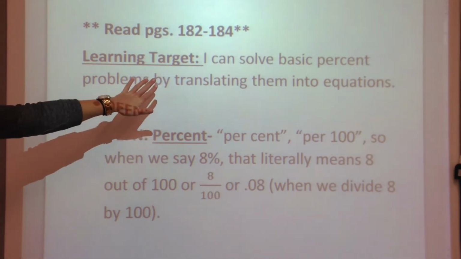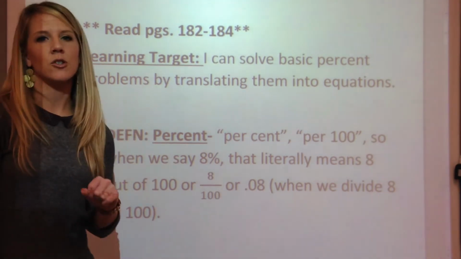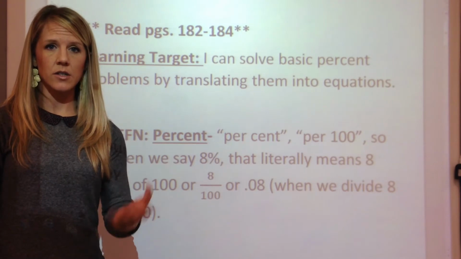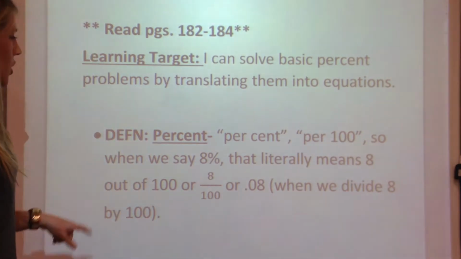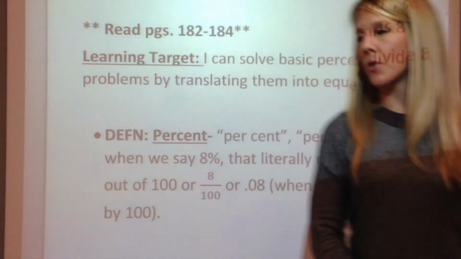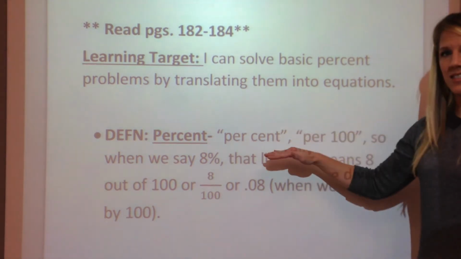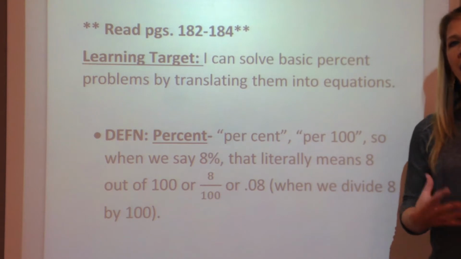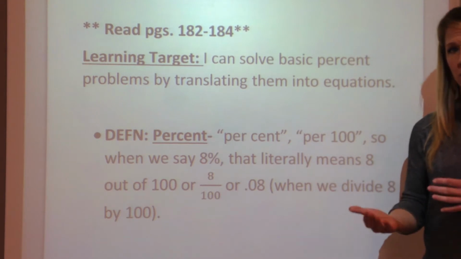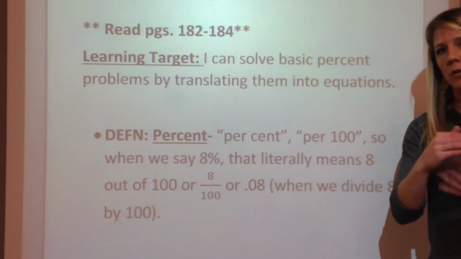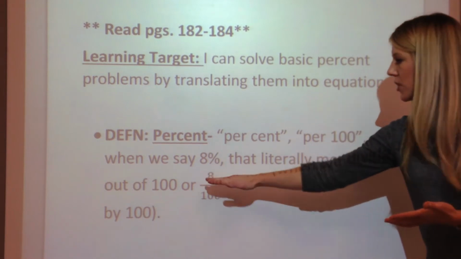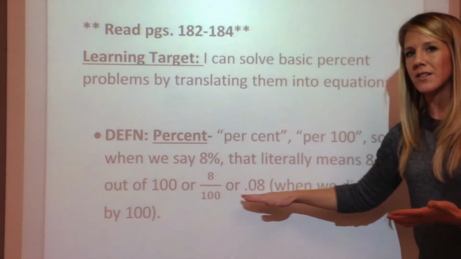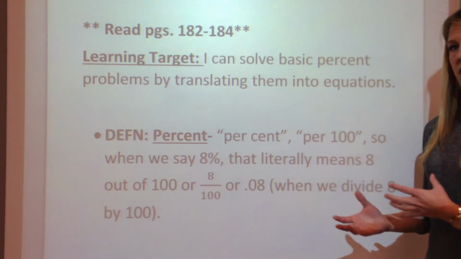So we're going to be solving basic percent problems by translating them into equations. So we're going to create equations and then solve them. So what is a percent anyway? A percent literally means per cent or per 100. So when we say 8%, we mean 8 per 100 or 8 out of 100. And we know fractions are division problems. So if I say 8 out of 100, 8 divided by 100 is 0.08. So if I'm saying 8%, that's 0.08.